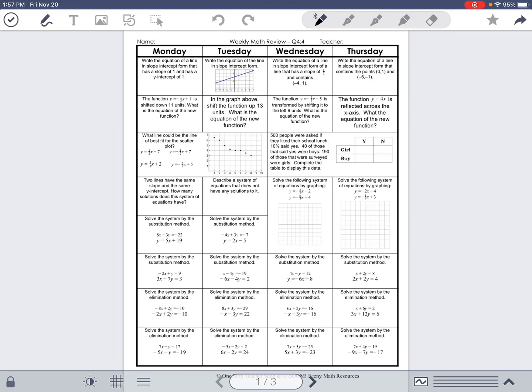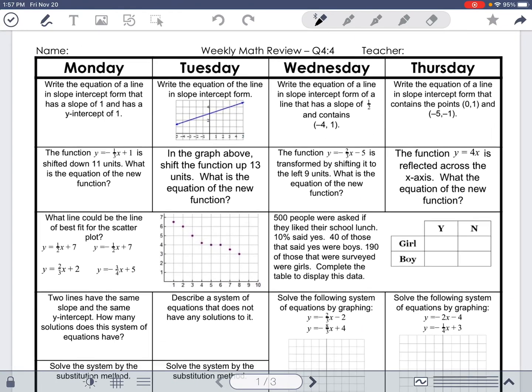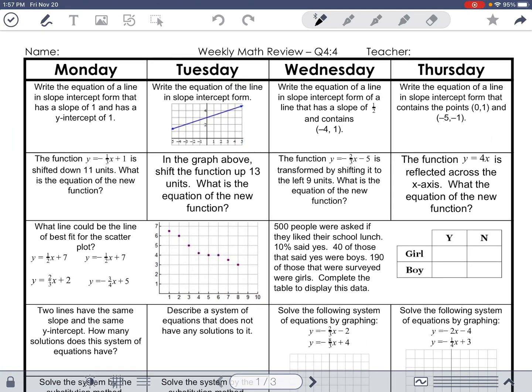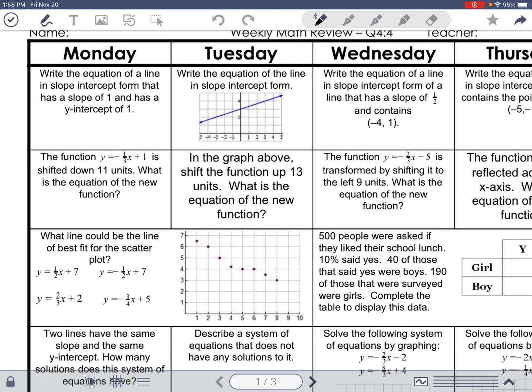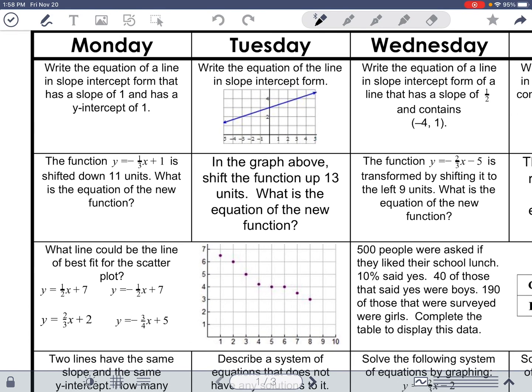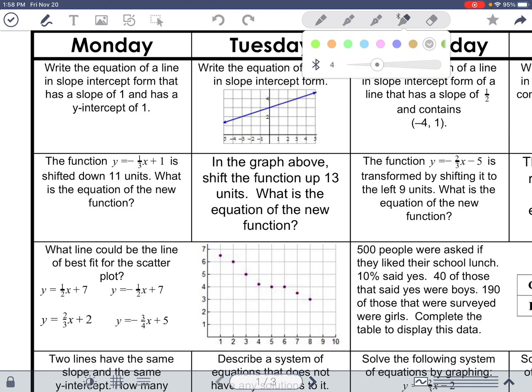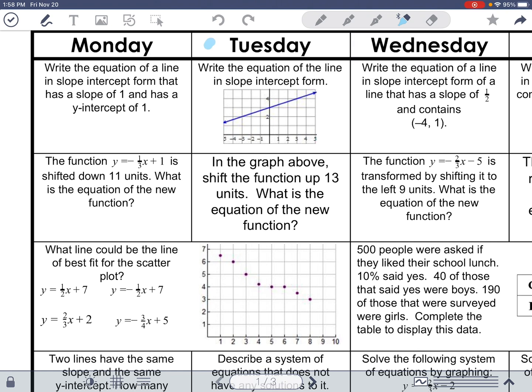And I'm going to go through what I expect and work through some of these problems so that you understand how much you really have learned so far about slope and slope-intercept form and standard form and graphing lines, etc. So let's look at the top row, the Monday, Tuesday, Wednesday, Thursday. And as I read through them, I will write some notes on the sheet to kind of explain how to work these.